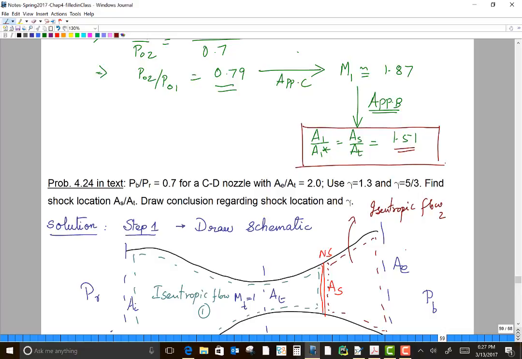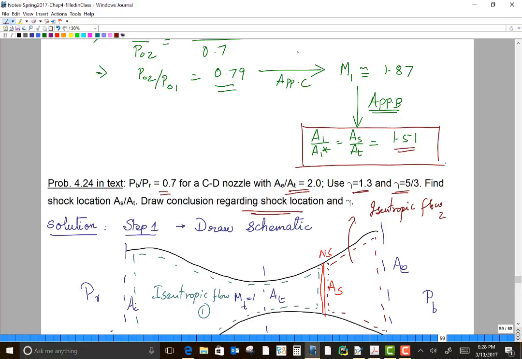Here it's the same problem. The question is P_B by P_R is 0.7, the same value that you just used, A_E by A_T is 2.0, and your gamma is different. Instead of gamma 1.4, you're using gamma equals 1.3 and gamma equals 5 by 3, which is 1.67. So the question is, for different values of gamma, what is the shock location? Draw a conclusion regarding the shock location and gamma.